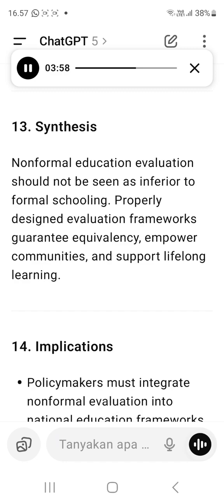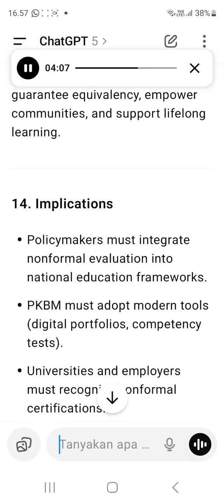13. Synthesis. Non-formal education evaluation should not be seen as inferior to formal schooling. Properly designed evaluation frameworks guarantee equivalency, empower communities, and support lifelong learning.